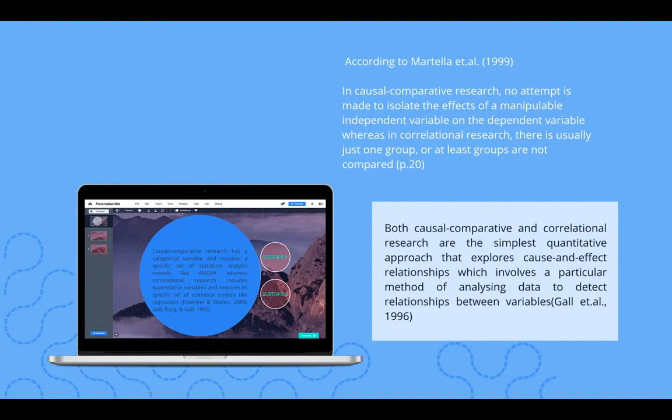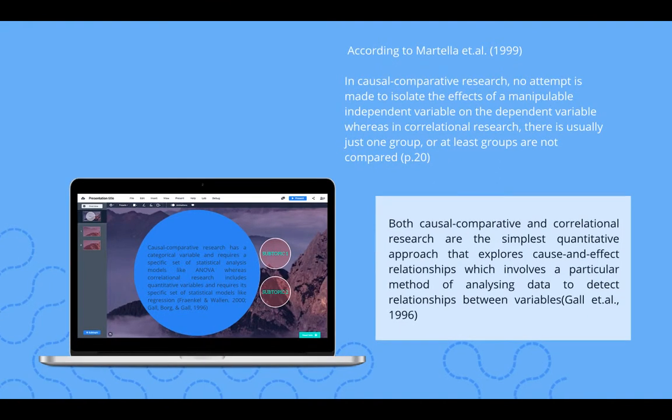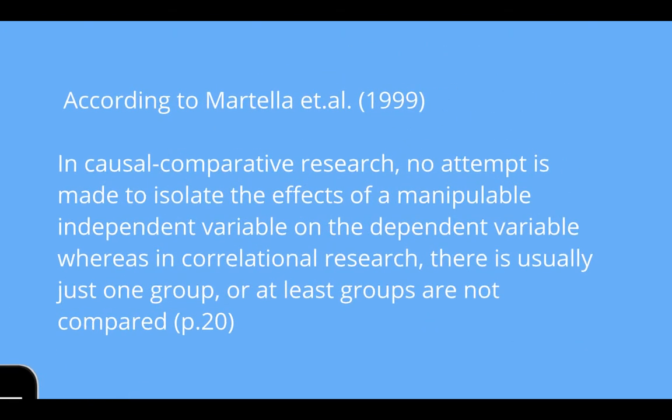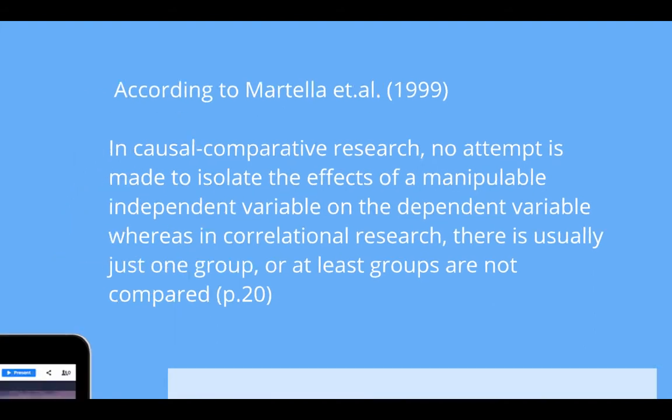Another definition for causal comparative research and correlational research as their comparison, according to Martella et al. 1999: in causal comparative research, no attempt is made to isolate the effects of a manipulable independent variable on the dependent variable, whereas in correlational research, there is usually just one group, or at least groups are not compared.